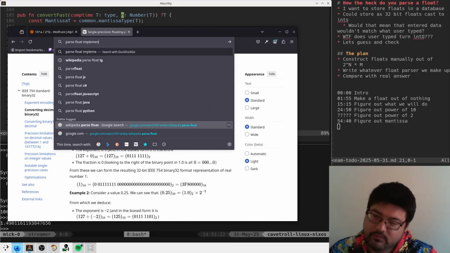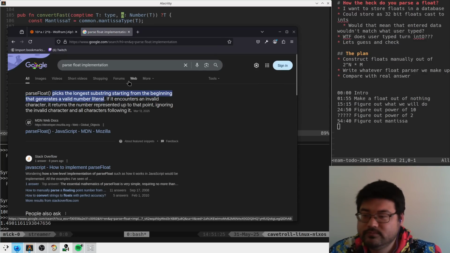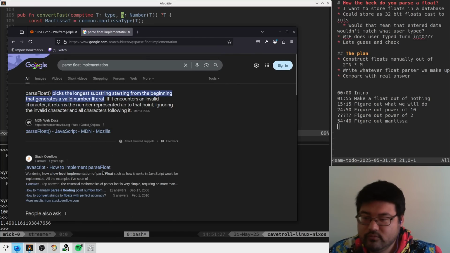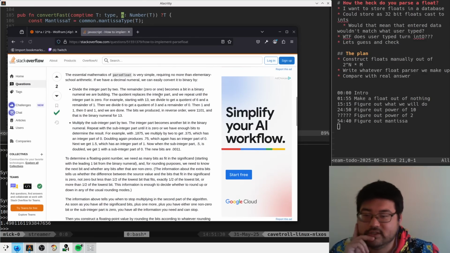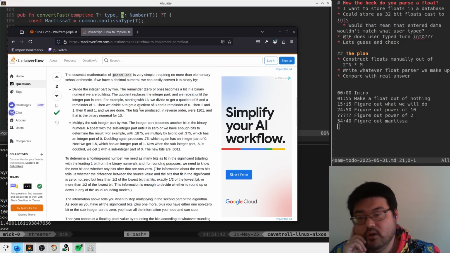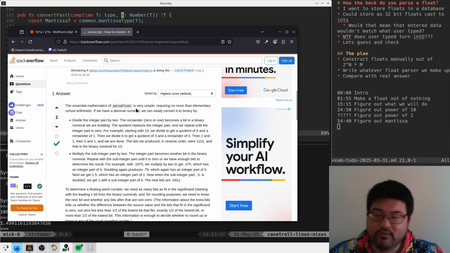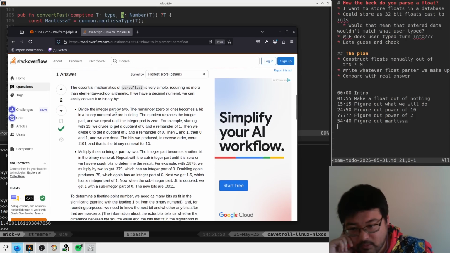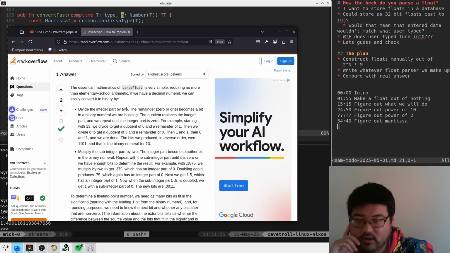Parse float implementation. Maybe this guy's an answer for us. Divide the integer part by 2, the remainder becomes a bit in the binary number we were building. The quotient replaces the integer part, and we repeat until the integer part is 0. If we have a decimal number, we can easily convert to binary by dividing the integer part by 2. The remainder becomes a bit in binary, and the quotient replaces the initial part, and so on.